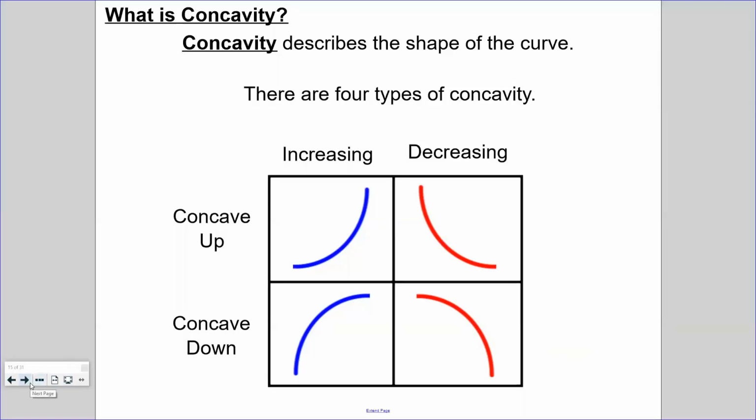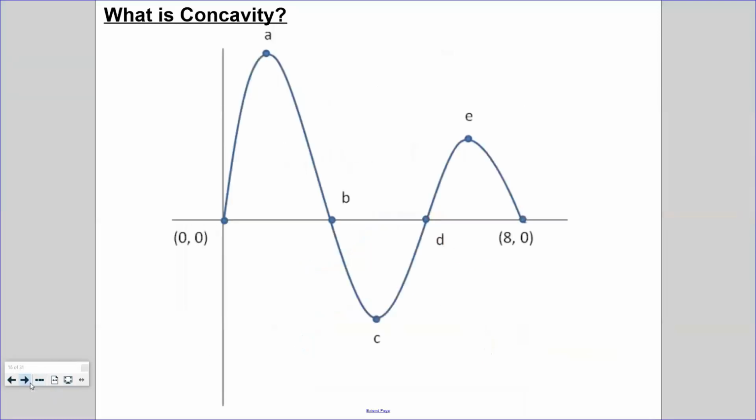All right, can I move on? So here's a graph. I just want to come through and identify the different concavities that we have. So here I just have different points, 0, A, B, C, D, E, and then x equals 8.